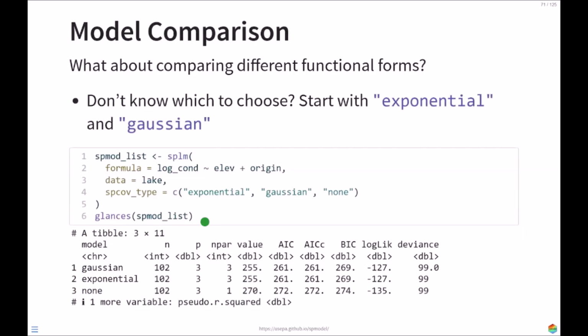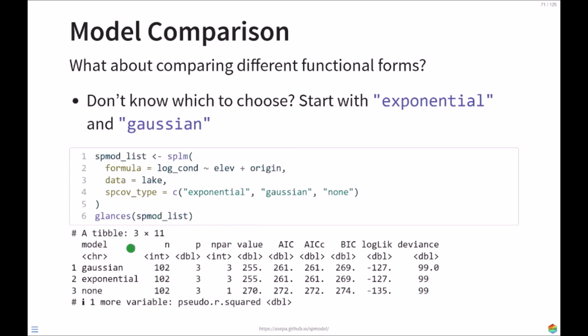So we talked about comparing a specific spatial model to a non-spatial model, but what if I want to compare two different spatial models? If you don't know which spatial models to choose, there's 18 that you can potentially choose for an SPLM object. The two that I recommend starting with are exponential and Gaussian. If you are calling SPLM, you can actually give a vector to spcov_type, and so this way you don't have to have several different SPLM calls, you can just give it a vector and it will return a list with all of the different model fits in those.